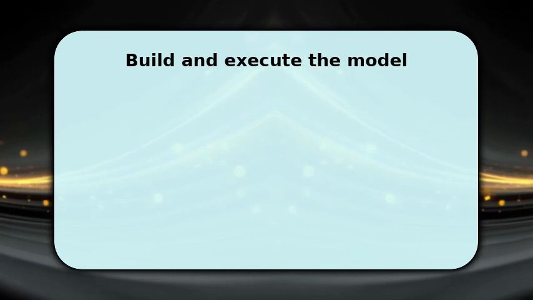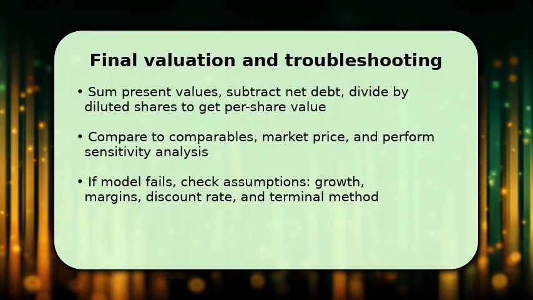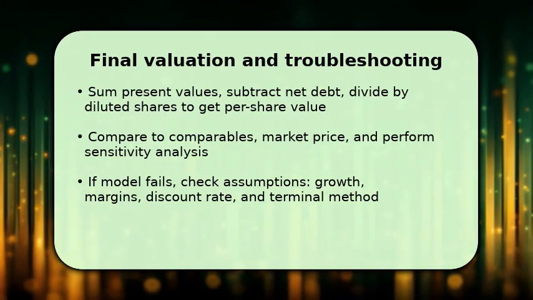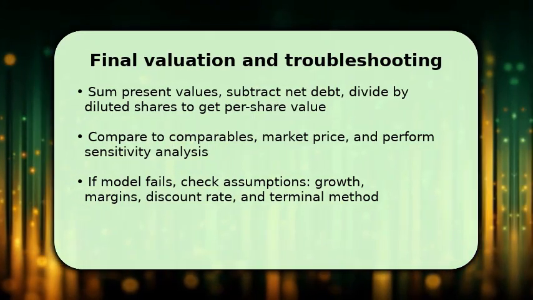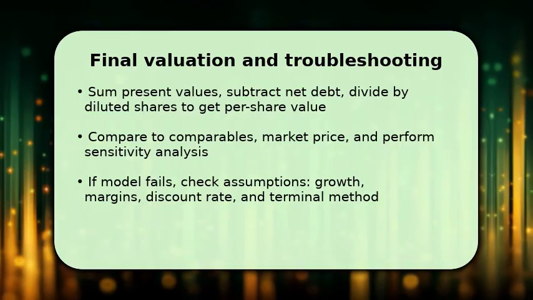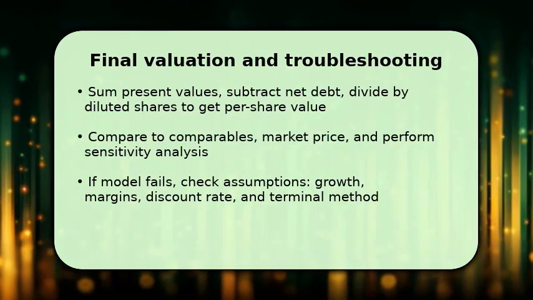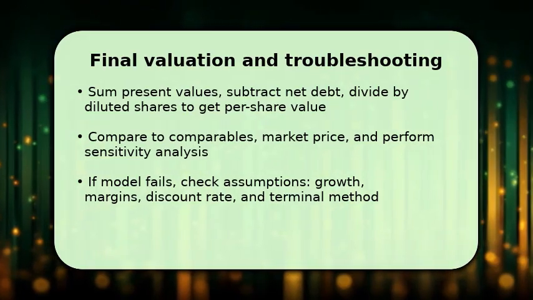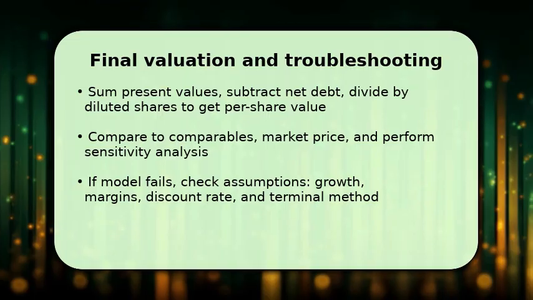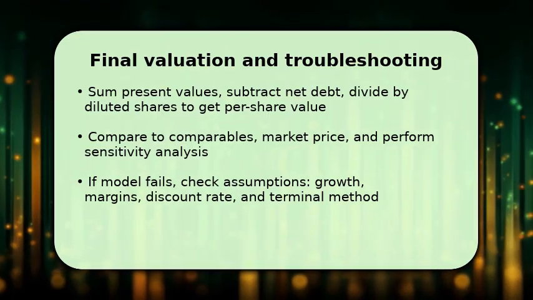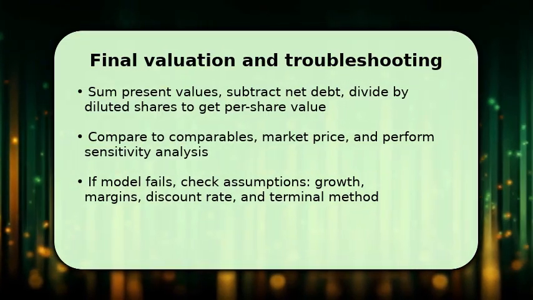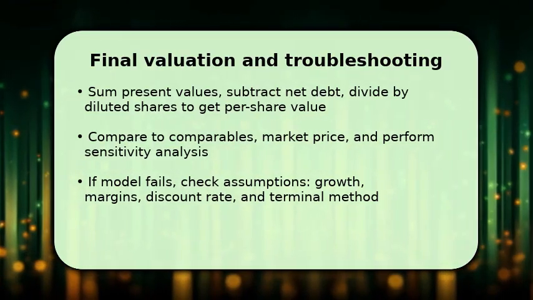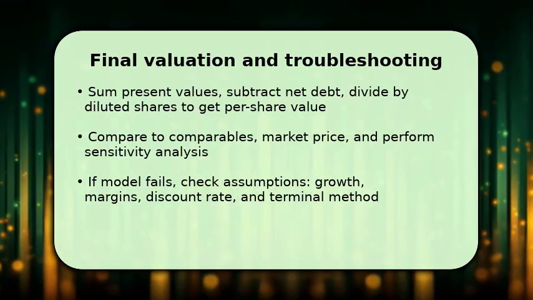You complete by aggregating results and converting to a per share figure. Add discounted cash flows and terminal value, subtract net debt, and divide by diluted shares to reveal intrinsic share value. Then cross-check with market multiples and comparable companies. Reconcile major differences. If numbers look off, troubleshoot by stress testing assumptions: lower growth, alter margins, or adjust WACC, and pinpoint which input drives the swing. Make iterative corrections until results are stable.